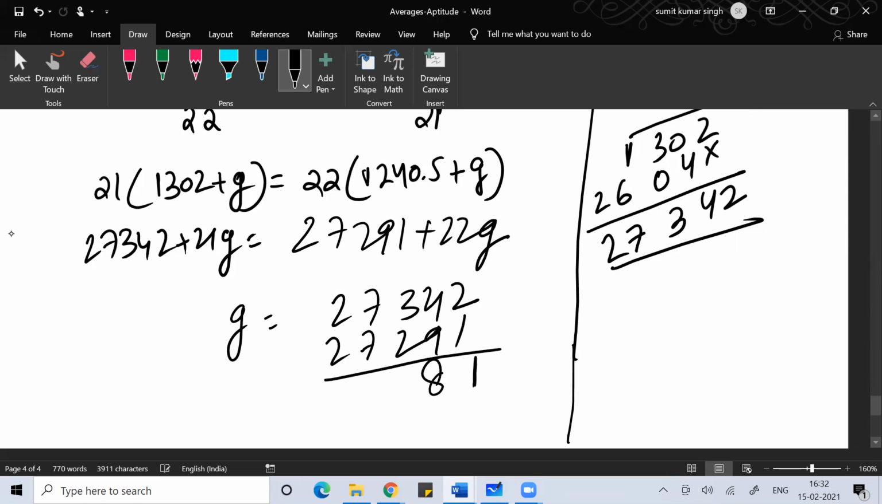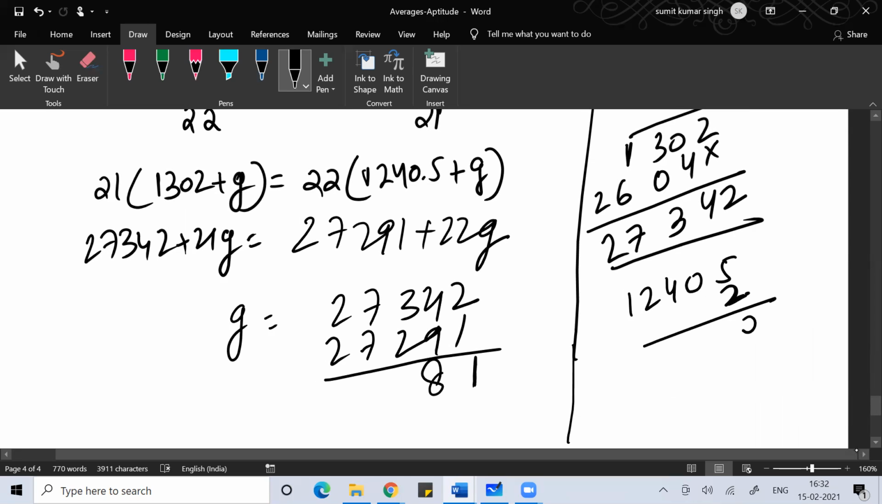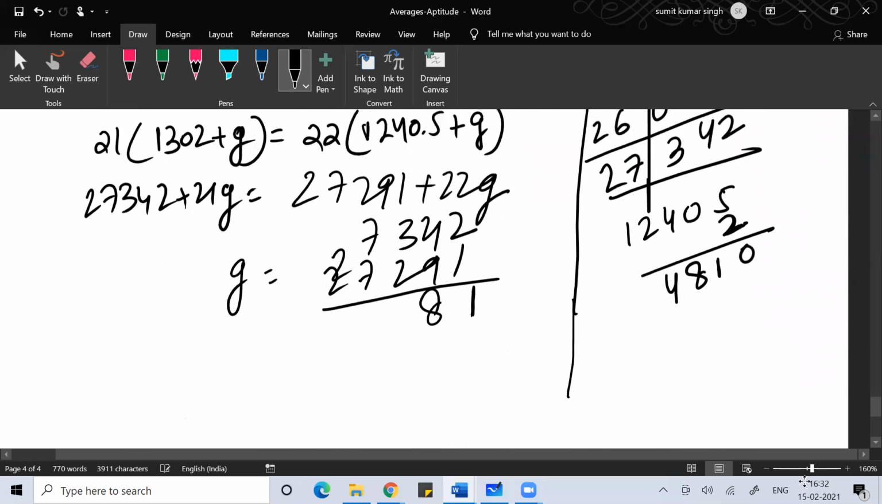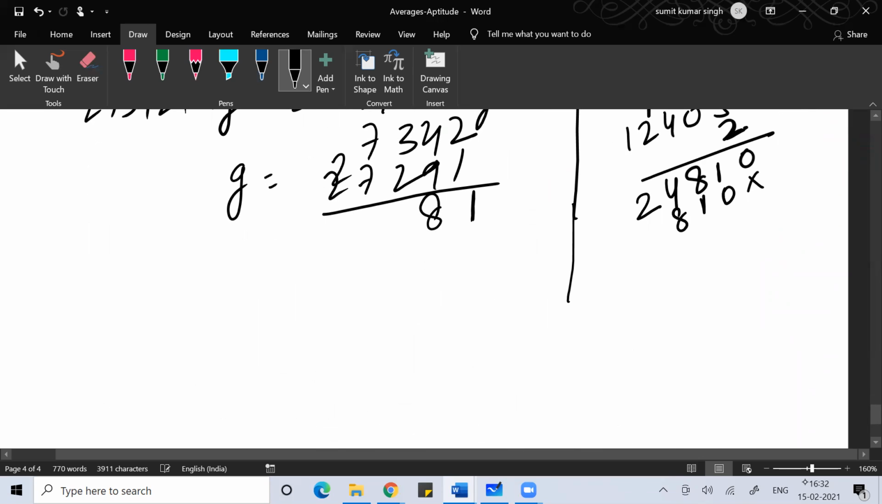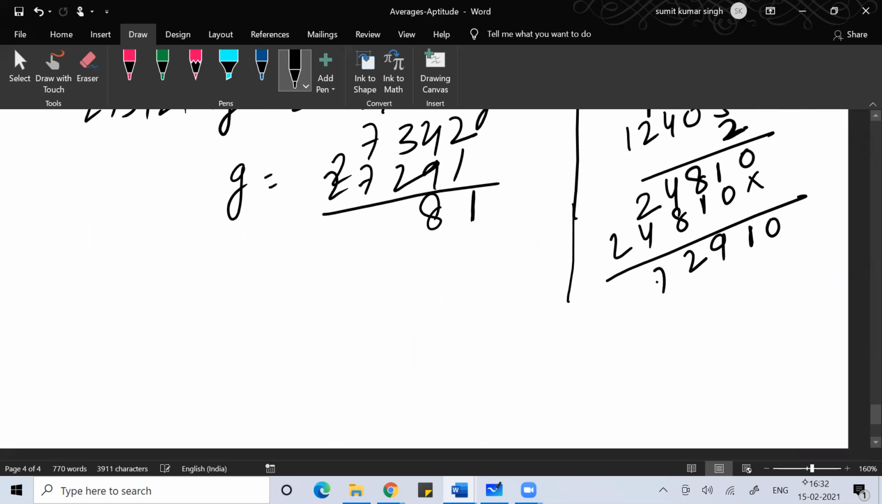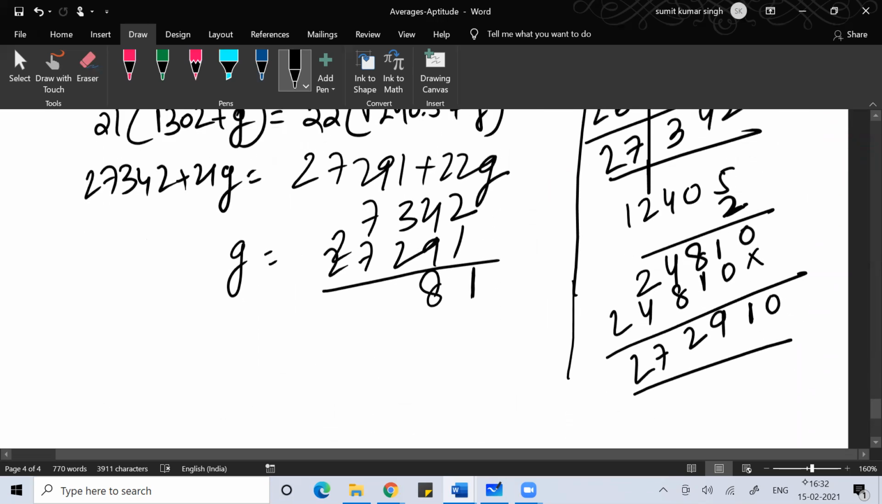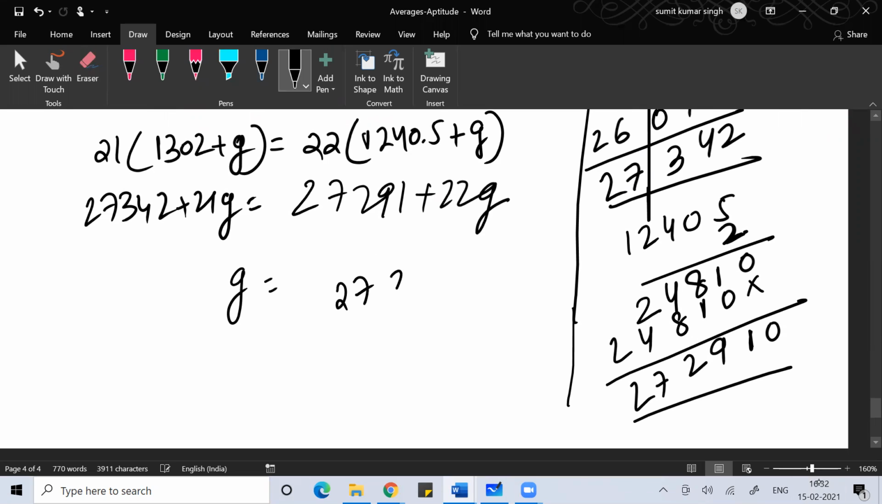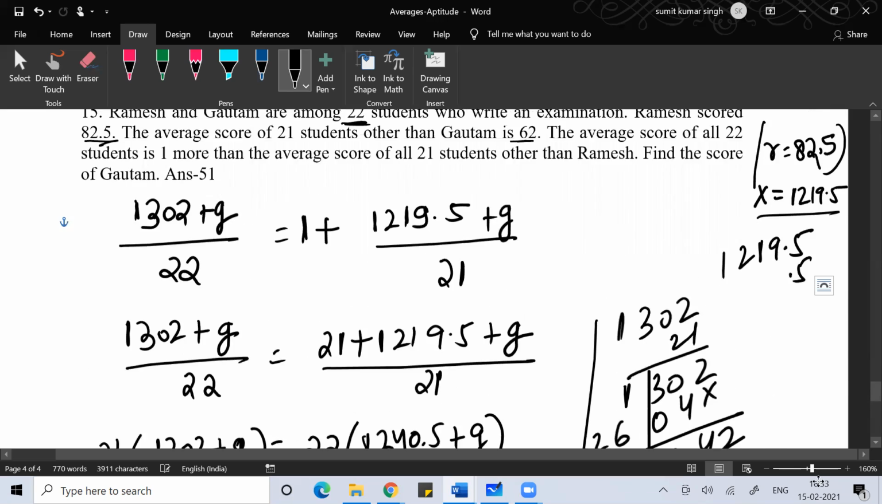Some calculation mistake is there. So let me recompute: 1240.5 into 22 is 27291. So 27342 minus 27291, the value of G is 51.